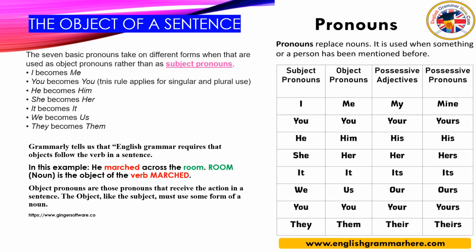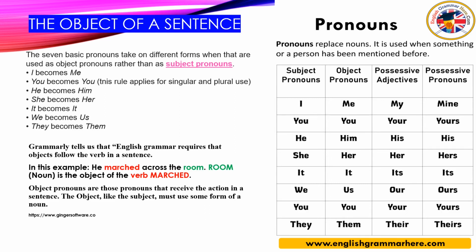Okay, take a deep breath. We're going to talk about the object of a sentence, and there are some clues in this explanation. The 7 basic pronouns take on different forms that are used as object pronouns rather than subject pronouns. I becomes me, you becomes you, and this rule applies for both singular and plural use. He becomes him, she becomes her, it becomes it, we become us, and they becomes them. Now, this is also important in knowing when to use, especially I and me. You know, me doesn't go to the store, I go to the store.